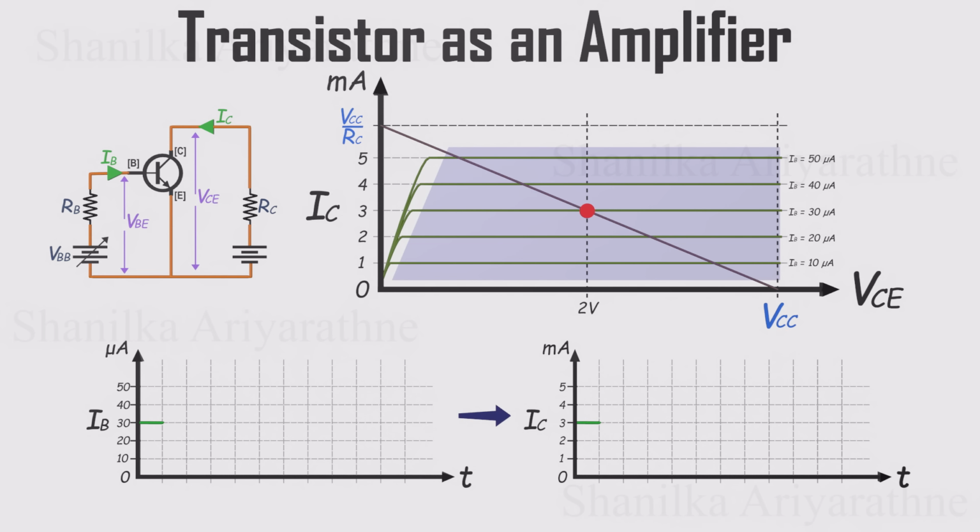Now let's vary the base current and observe how IC responds. If we gradually increase IB to 50 microamps, the transistor responds by shifting along the load line to match this new base current. As a result, IC rises to about 5 milliamps. Likewise, if we reduce IB to 20 microamps, the transistor moves to a different point along the load line, and IC drops to around 2 milliamps.